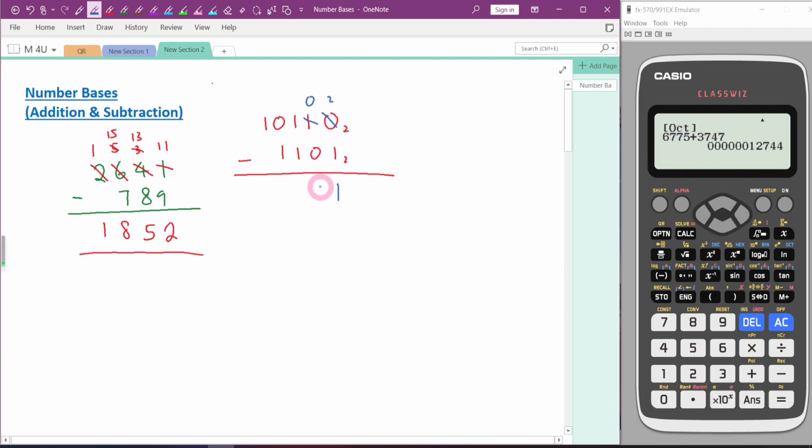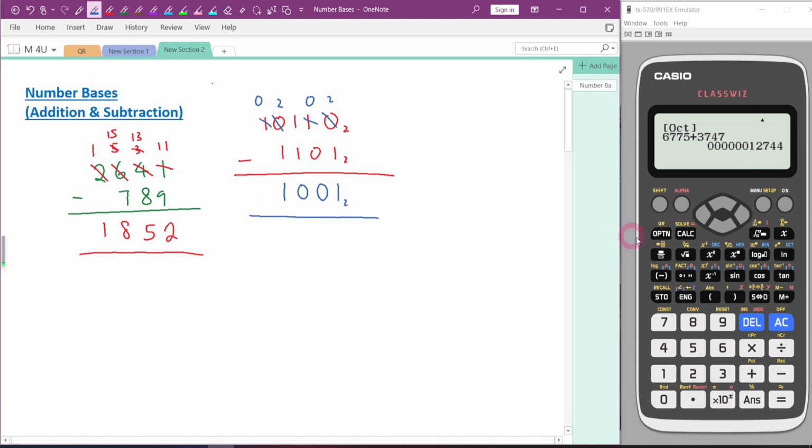0 minus 0 is equal to 0. So 1 minus 1 is equal to 0. Again, 0 cannot minus 1, so we have to borrow from here. It becomes 0, and here will become 2. 2 minus 1 is equal to 1. So the answer is 1001 base 2.